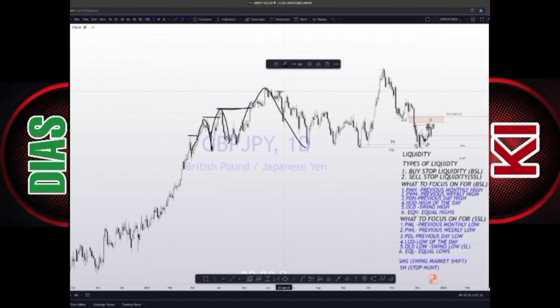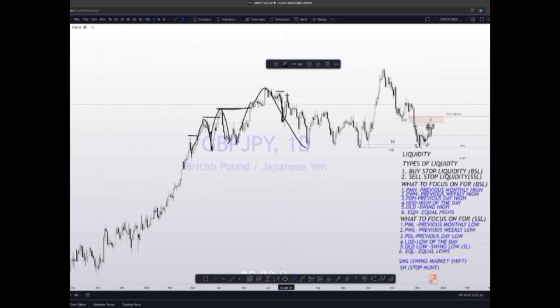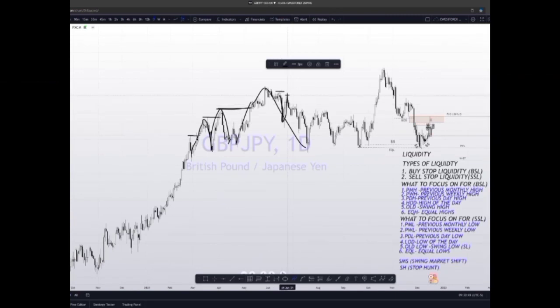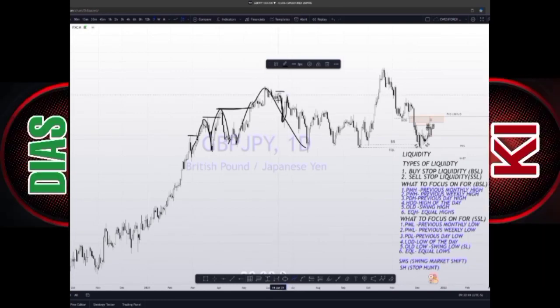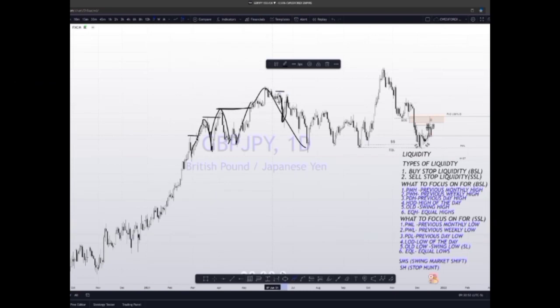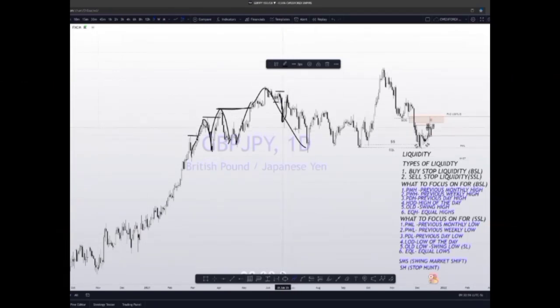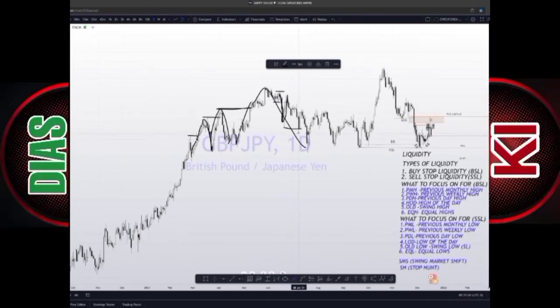Over here, price changed and started forming the previous day low. So previous day low. You can see price started taking out previous lows in the market. Price started taking lows in the market.